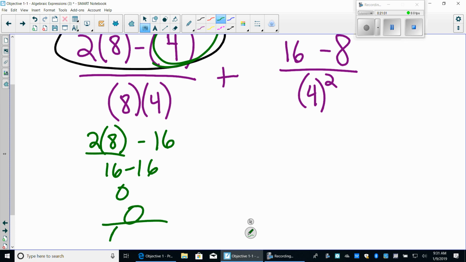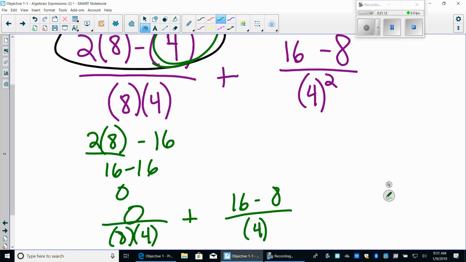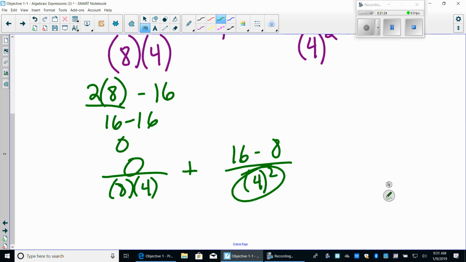I have 0 divided by 8 times 4 plus 16 minus 8 over 4 squared. Okay, then pick another piece of the fraction to go to. What do you want to go to next? That's fine. You want to do this one next? Sure, it doesn't matter. So you're just going to pick a top or a bottom and work that whole piece. Don't look at the whole fraction, okay?